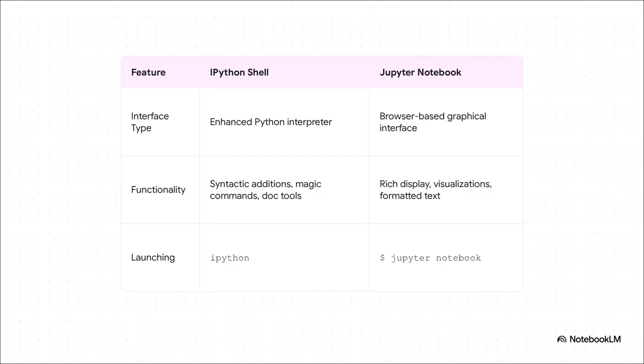Okay, let's put them head to head. This table sums it up perfectly, doesn't it? On one side, you have the IPython shell, a terminal-based tool that's all about quick commands and exploration. On the other side, the Jupyter Notebook, a browser-based canvas for creating these rich, shareable documents that combine your code with a story. They're both incredibly powerful, but they solve very different problems.